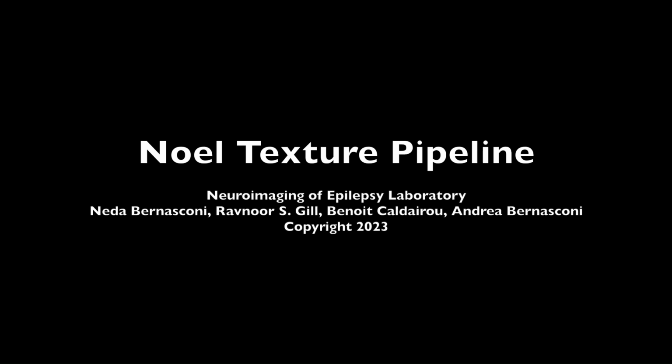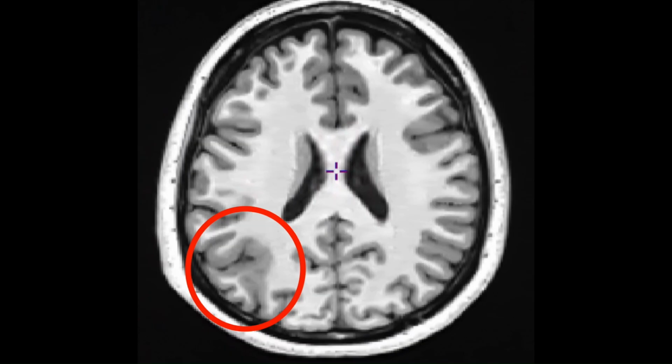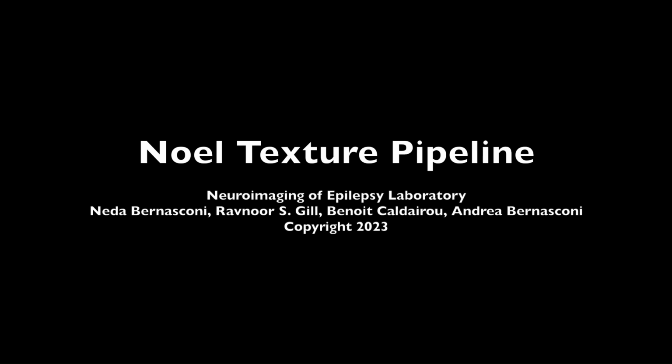of NOEL texture. I will explain the motivations behind this tool, how to install it on your personal computer, and how to run it. It is very important to understand that this tool is specifically designed to ease the search for type II focal cortical dysplasia, or FCD. It shall not be used for the detection of any other epileptogenic lesions, such as hippocampal sclerosis, heterotopias, or tumors.